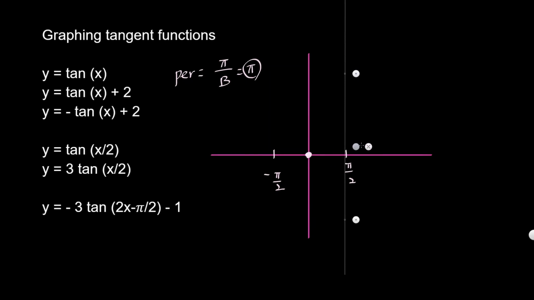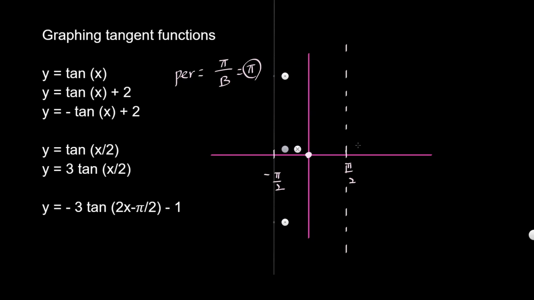So what you want to do is draw a vertical asymptote at x equals pi over 2, and another one at x equals negative pi over 2. And then you want to cut it in half again. From the center point to the right asymptote, cut it in half. That's going to be 1 over 2 times pi over 2, so it's going to be pi over 4 here. And you do the same thing on the left side. It's going to be negative pi over 4.